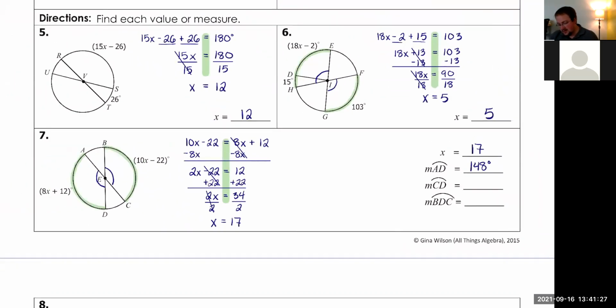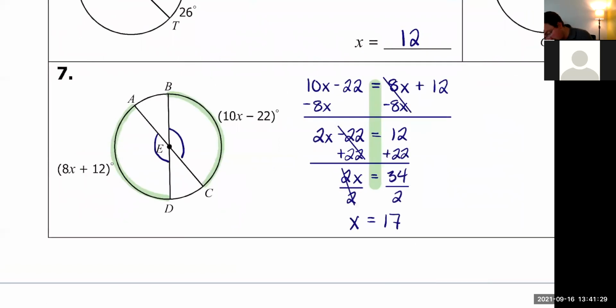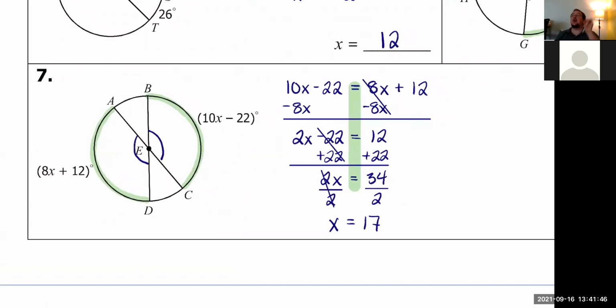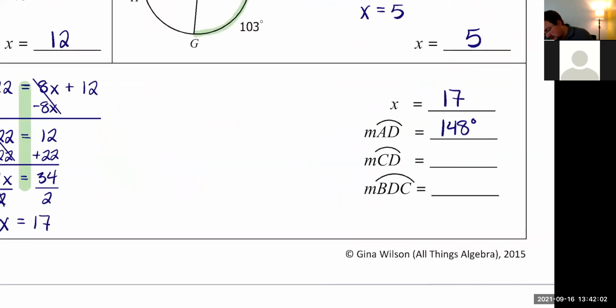CD, I've got a couple ways of doing that. If you notice where CD is located, AC is a diameter, which means ADC is a semicircle, 180 degrees. We want DC, so take 148 out of 180. 180 minus 148, because 148 is AD. Subtract 148 from 180, and you're left with just DC. Should be 32 degrees.